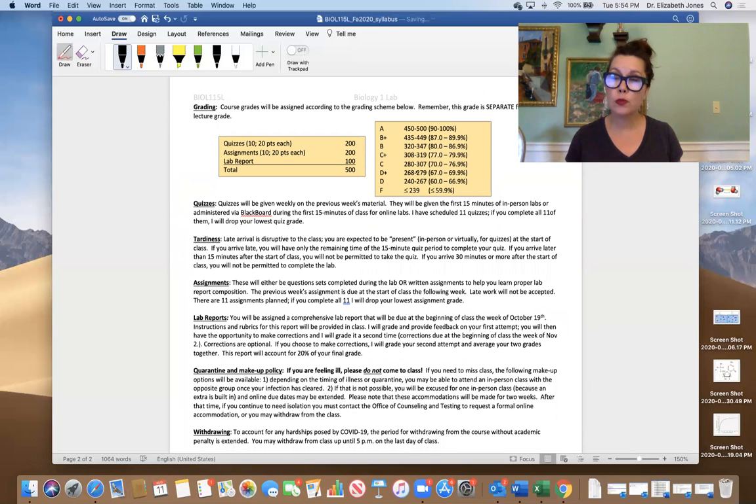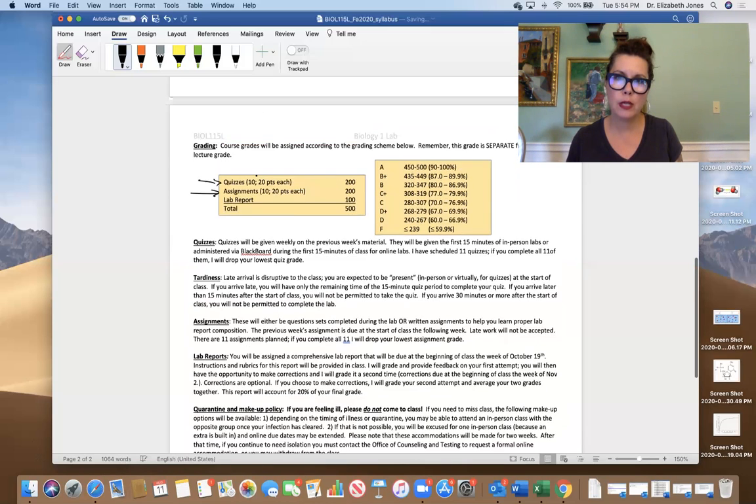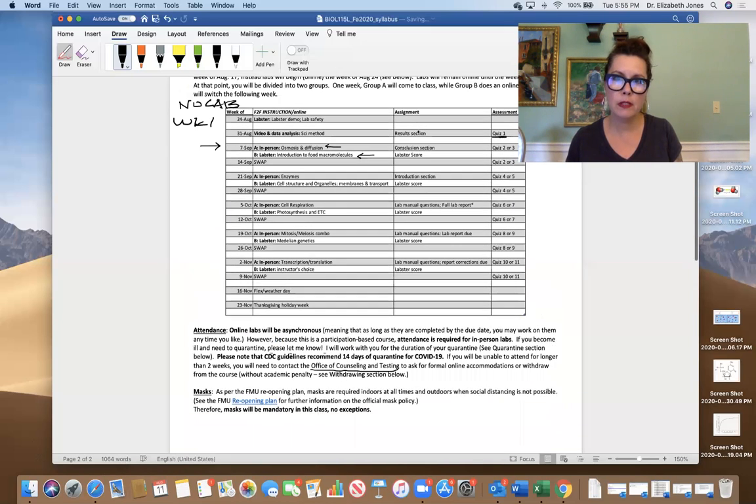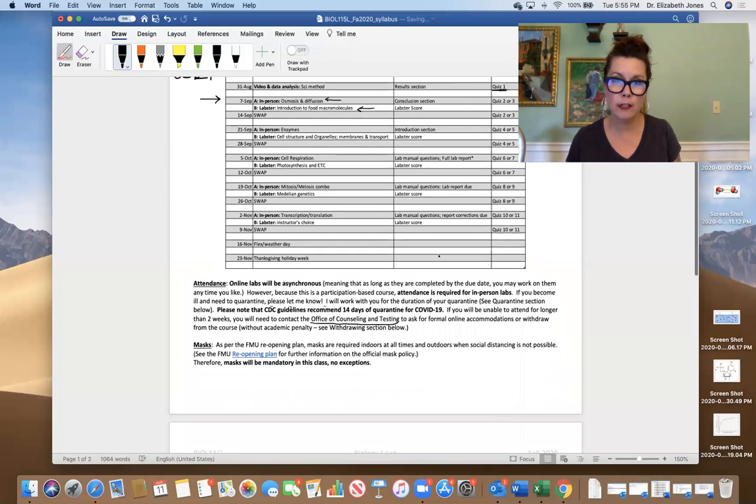So the way that you'll receive a grade is by looking at these 3 items: quizzes, assignments, and then an overall lab report that you will write. So let me back up for just a second. When I say assignment, I mean whatever item I've asked you to complete affiliated with the lab that you're doing that day. So if it's a results section or a conclusion section, sometimes it'll just be the score that you get off of the Labster module. Those are things that would constitute your assignment grade.